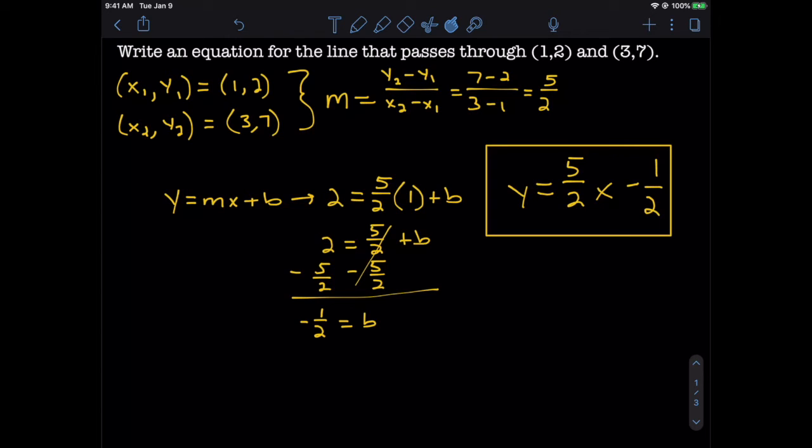I should mention again that though we chose the point (1, 2) for our plugging into y equals mx plus b, we could just as easily have plugged in (3, 7) and come to the same conclusion. It doesn't matter so long as your algebra and your arithmetic are correct. If you feel as though you need more direction, just pick the point that you think is going to give you the easiest calculations. That's really the only thing that you're trying to accomplish here. Otherwise, as I said, the result is the same.